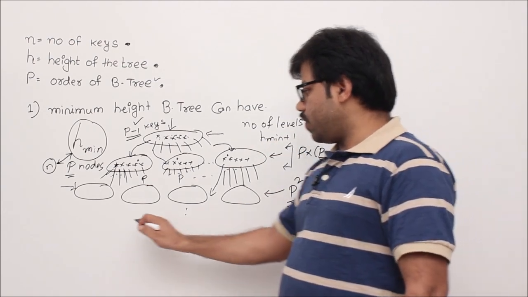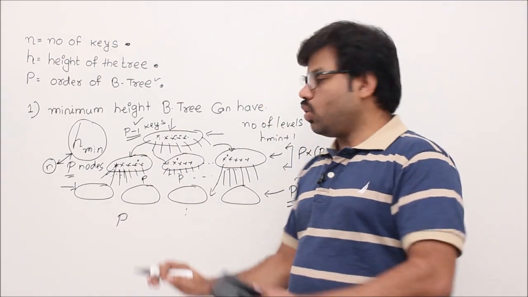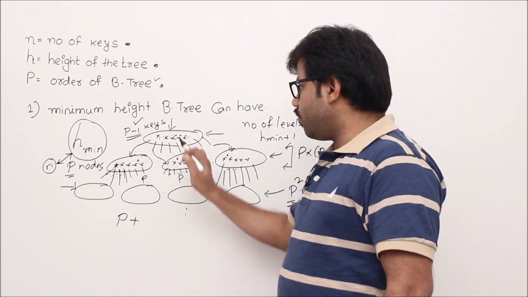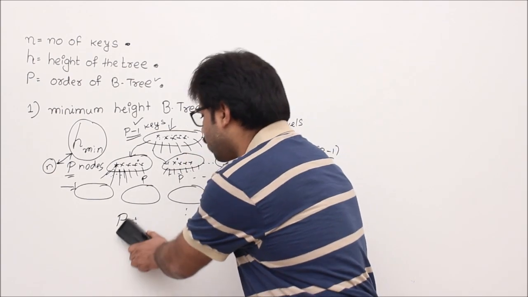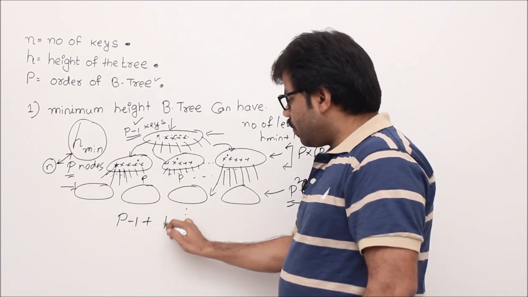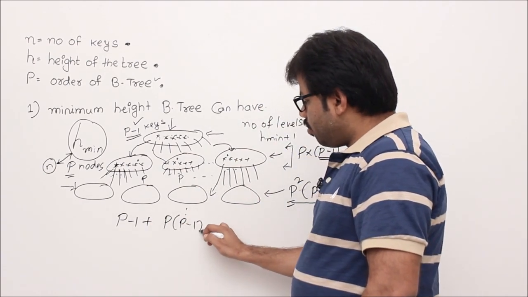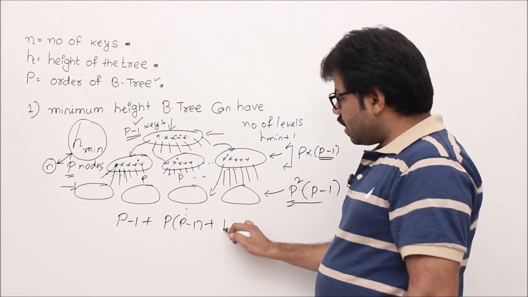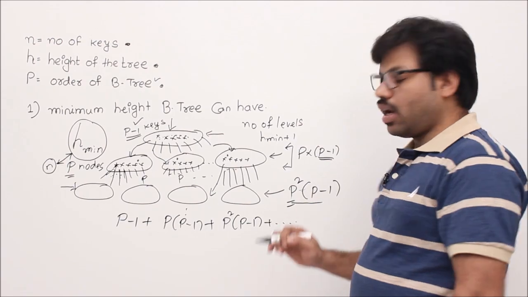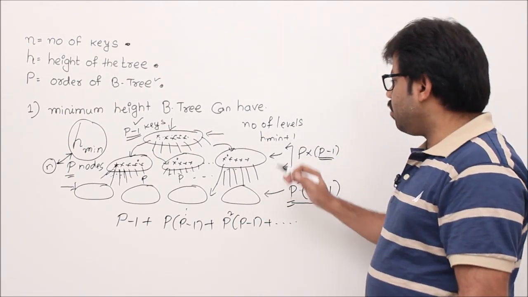Let's write the equation for that. I am computing finally the total number of keys in the tree. That is my goal. Total number of keys in the first level is P minus 1, plus the total number of keys in the next level, that will be P into P minus 1, plus the next level keys, P square into P minus 1, and so on up to the h min plus 1 level.